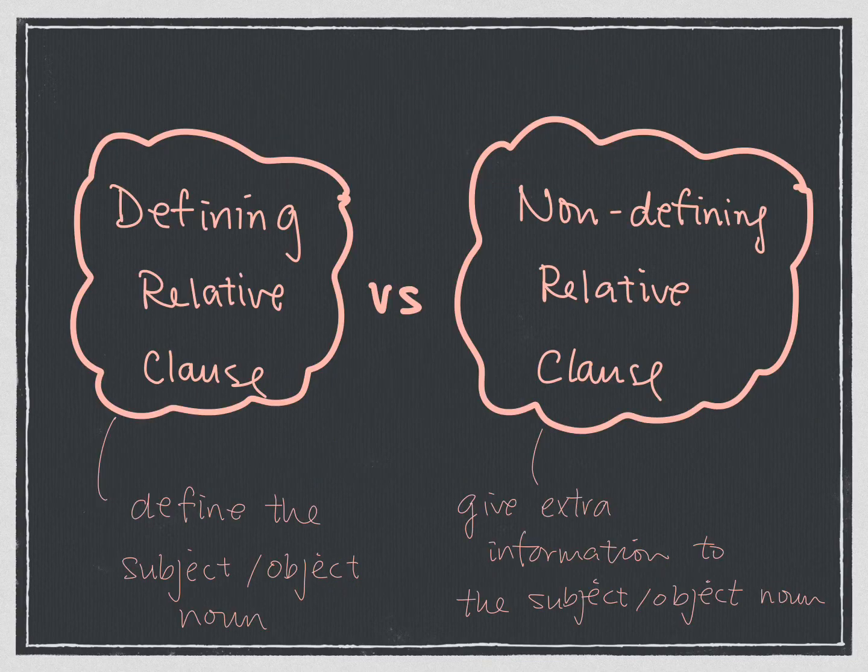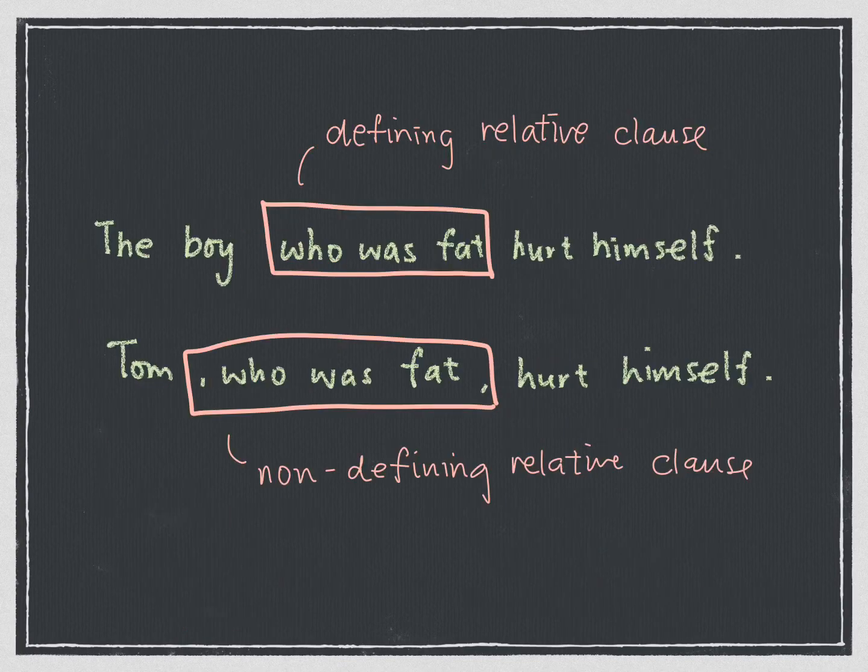Therefore, to sum up, all relative clauses can be divided into defining relative clause or non-defining relative clause. And defining relative clause is to define the subject or object noun that you are talking about. The word just before the WH word, just before the relative clause, is to define the noun. And non-defining relative clause is not to define the noun, but to give extra information to the subject or object noun. So let's take a look at this last example.